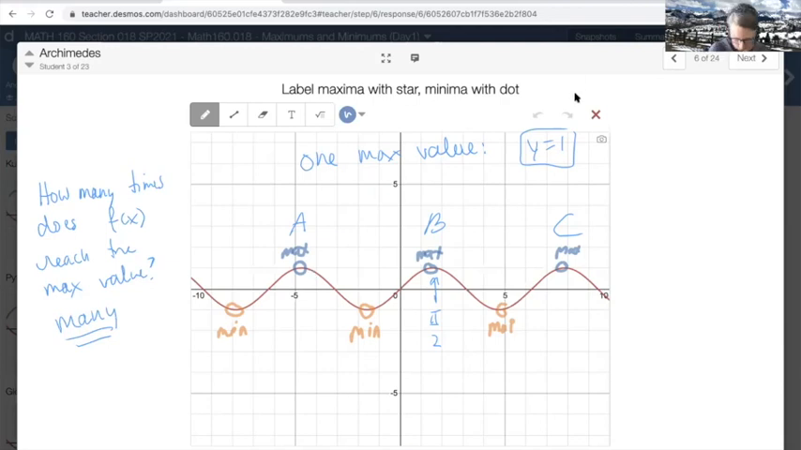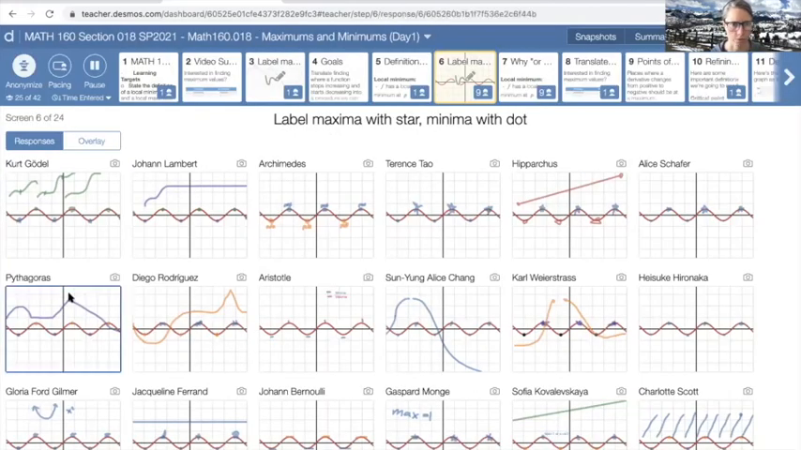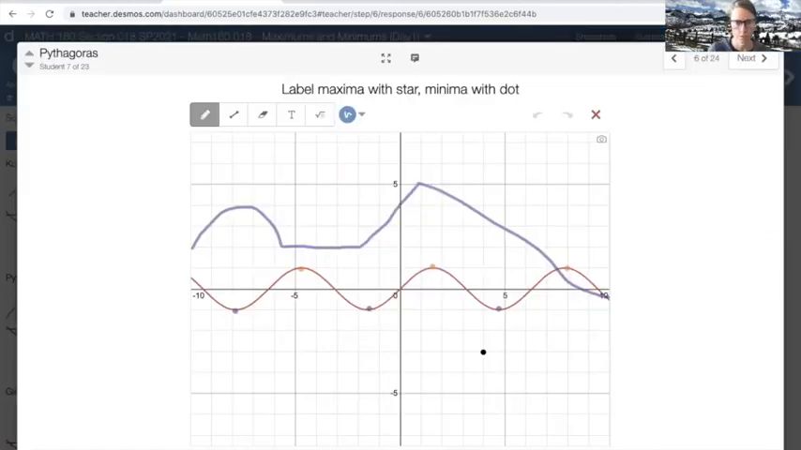Now, let's go back to a graph drawn by Pythagoras. Hopefully it's still there. Beautiful. I got some questions for you about this point right here. Is that point a maximum or a minimum? Or what? So while everyone's thinking about that, Nasser, if you have a question. Okay, so some people are saying both, some people are saying neither.